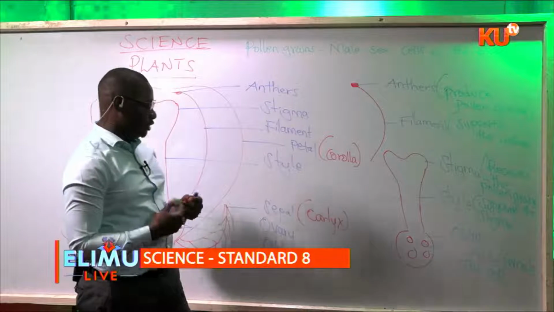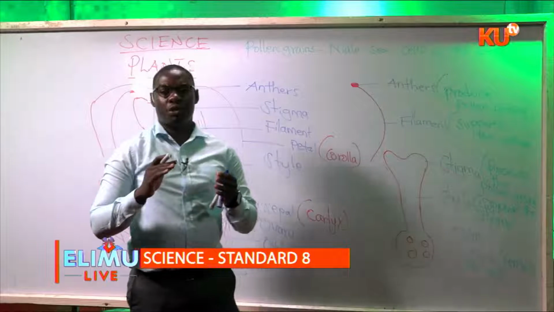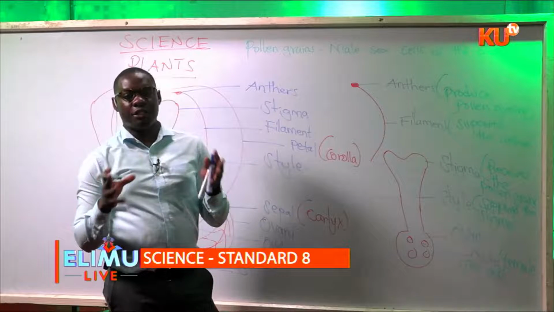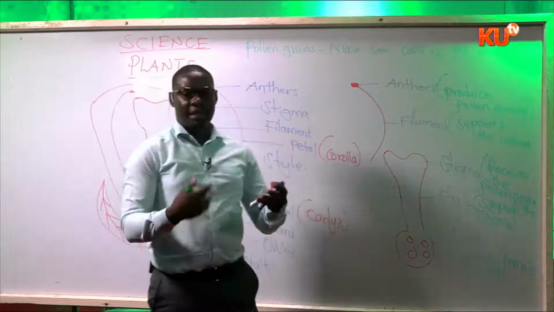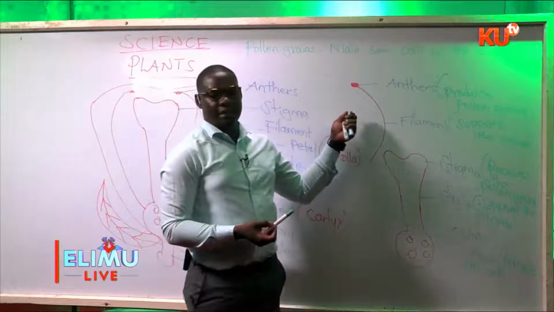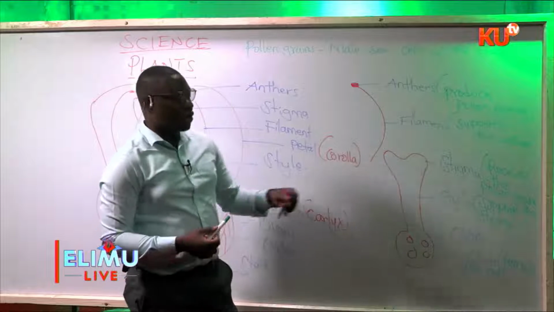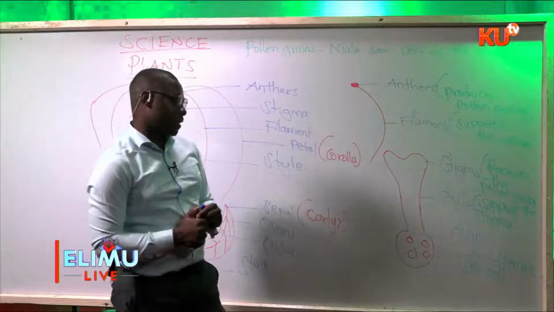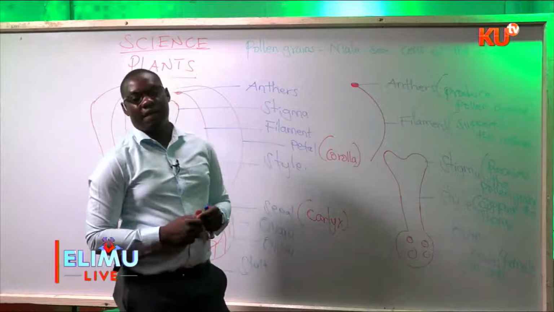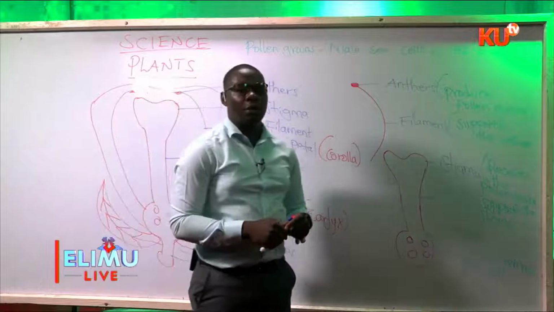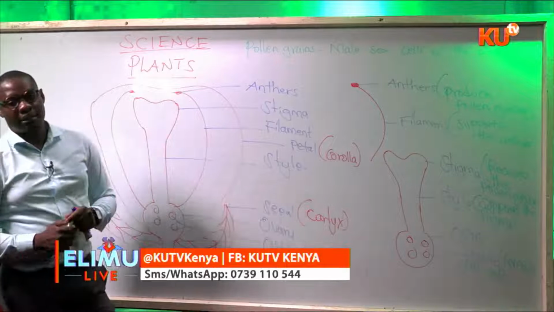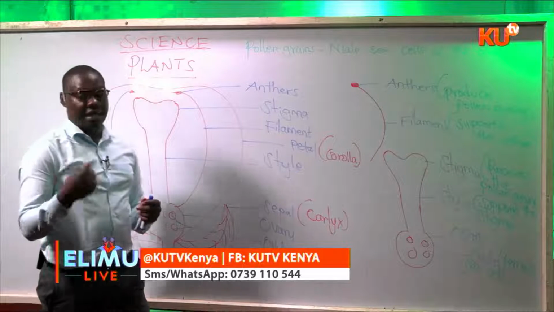So for fertilization to take place, there must be that fusion of the male on one side, the female on one side. When they come together, they join up, and then we say reproduction has taken place. So it is the pollen grains, the sex cells of the male, and ovules, the sex cells of the female, that will join. Then we have the ovary, which keeps the ovules, and it develops into a fruit after fertilization. That is the male parts of the flower and the female parts and their functions.